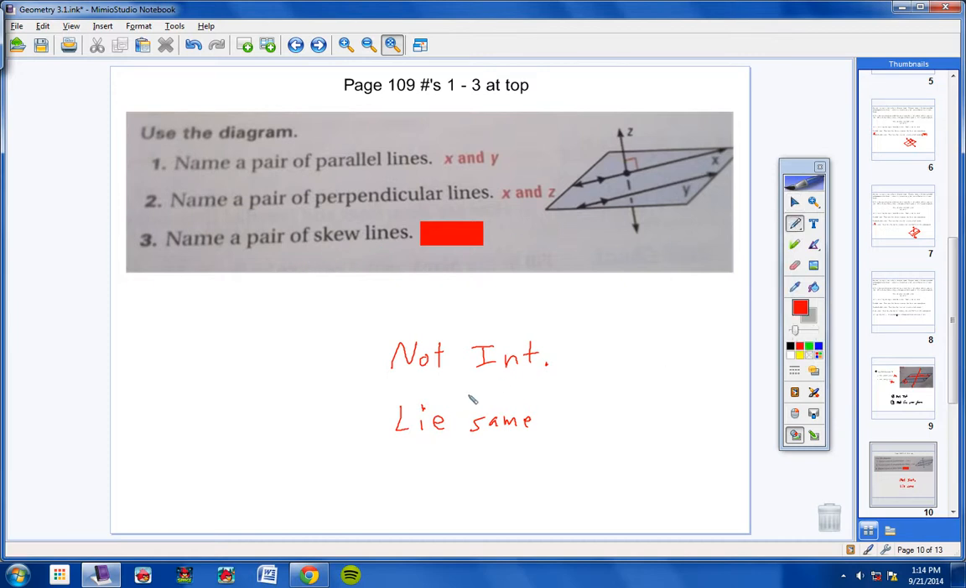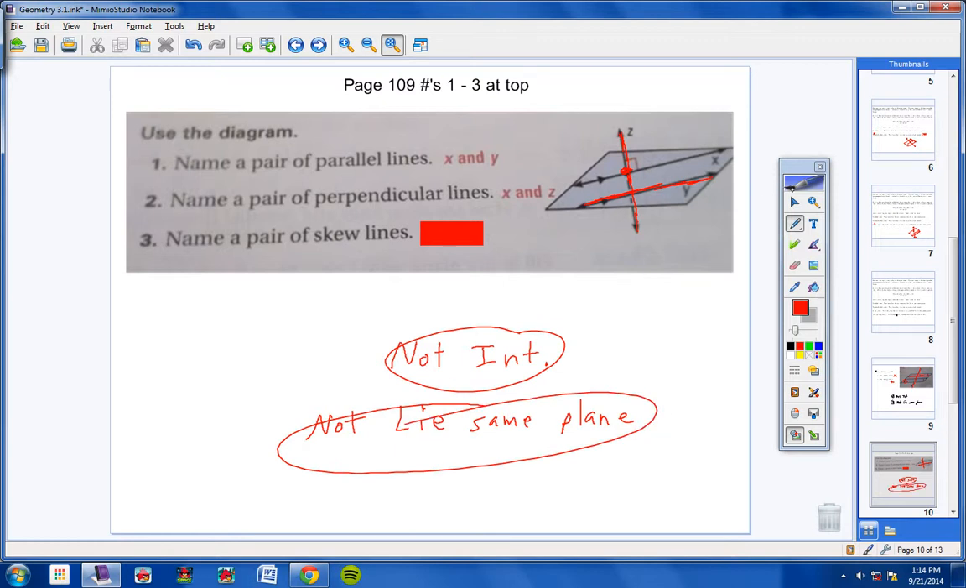Now remember, skew lines cannot intersect, and they cannot lie in the same plane. Well, here it is. Look, students. Here's line Y. It's like a line drawn on the sheet of paper. And here's Z. It's like a pencil being poked through the paper at this point right here. So Z and Y will never intersect, and they both definitely do not lie in the same plane. So they're skew lines. They do not intersect, and they do not lie in the same plane. Okay? So Z and Y are skew lines. Okay?